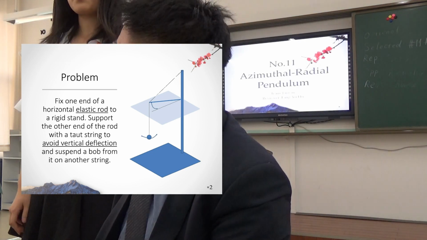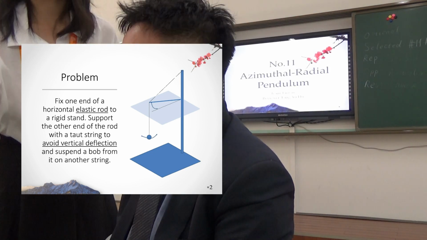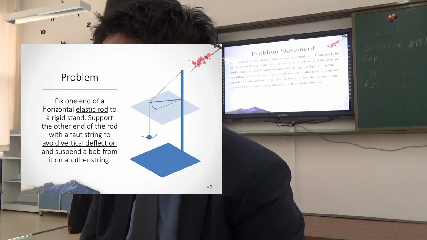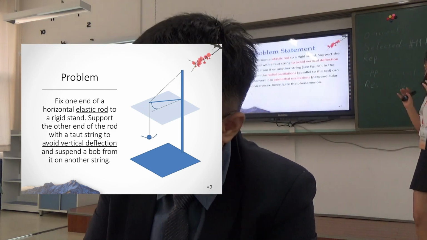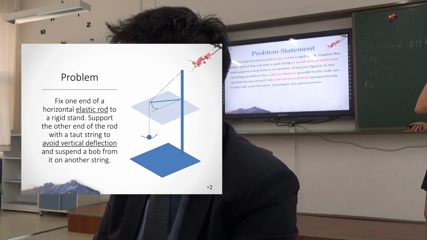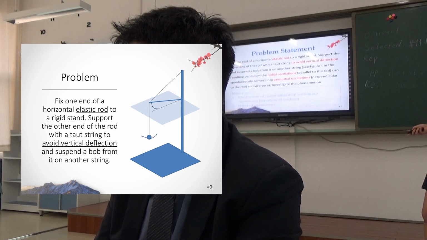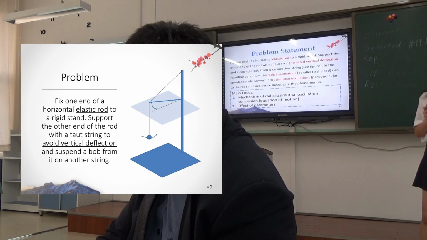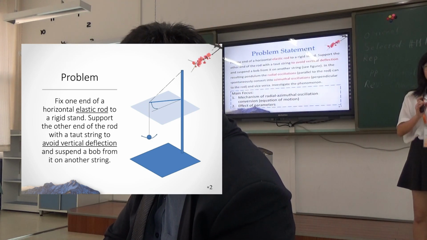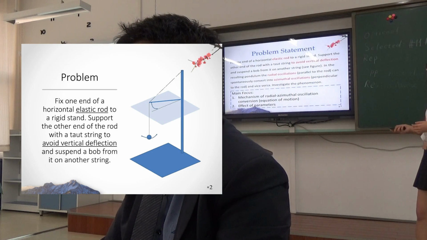Taiwan, and now reviewing part number 11, Azimuthal-Radial Pendulum. So I believe the main focus here is that you use an elastic rod, so we should explain how it affects the phenomenon, and also we should explain the mechanism of radial-azimuthal oscillations, conversion, and then the effect of every parameter.